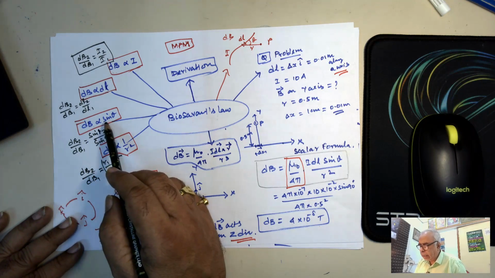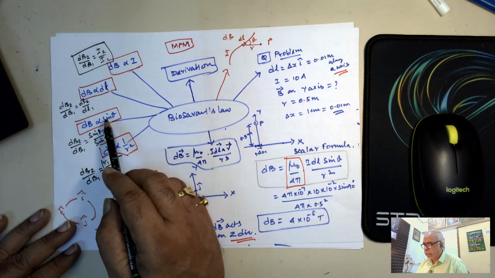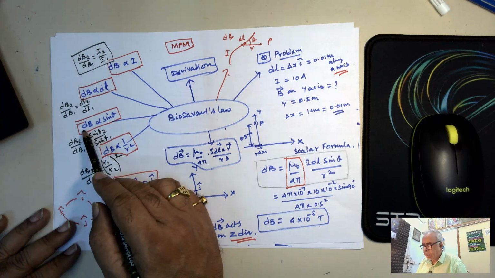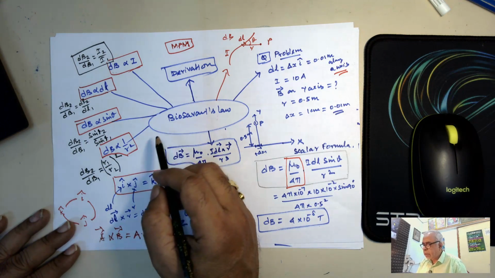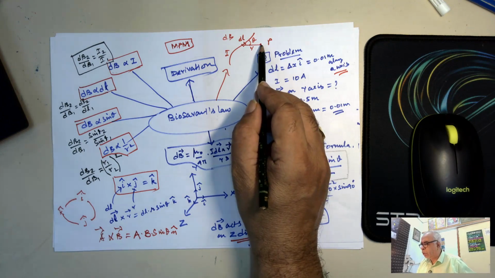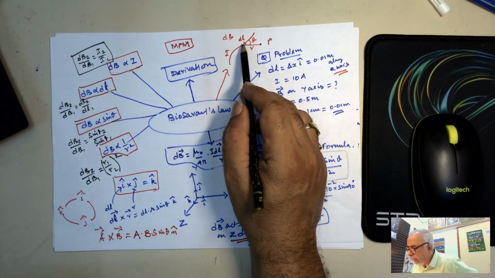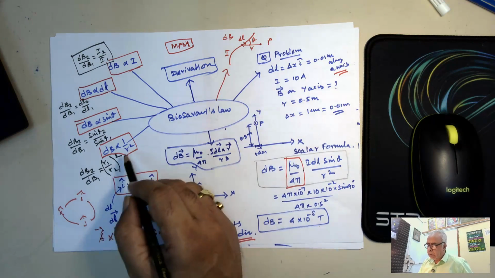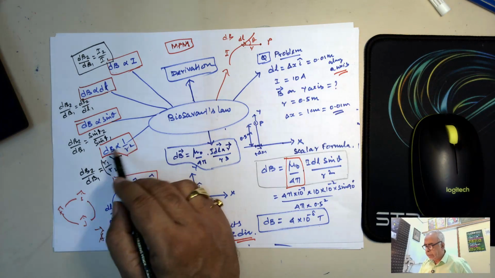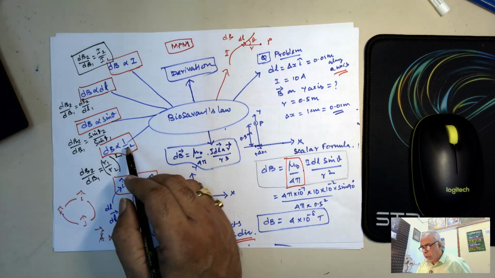Similarly, when the angle is getting wider, that is, sine of angle theta is increasing, it means the dB is also increasing. Whereas when the distance between the point and the current element, I mean the length element, is increasing, automatically dB will be decreasing because it is inversely proportional to R squared.